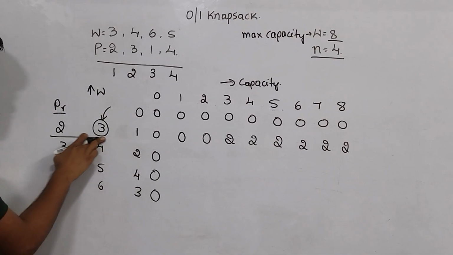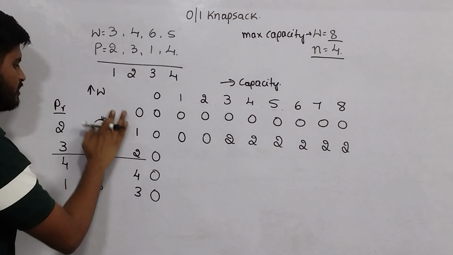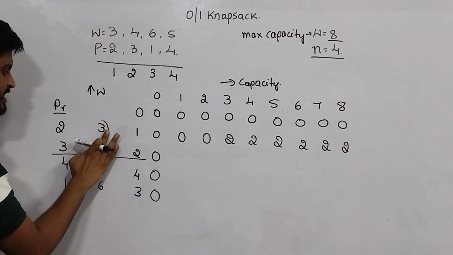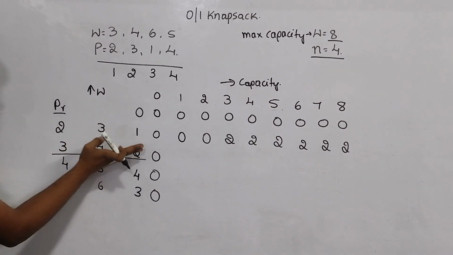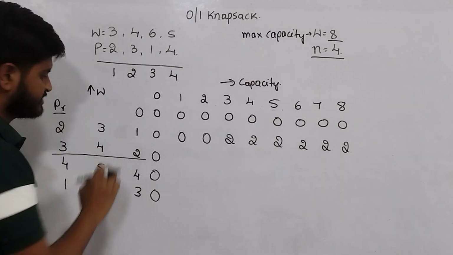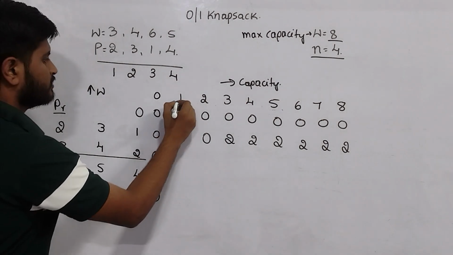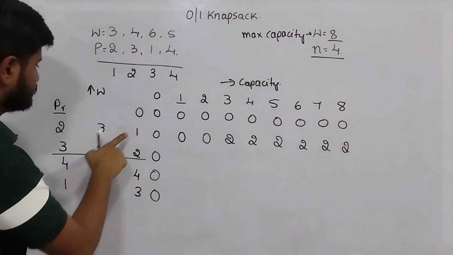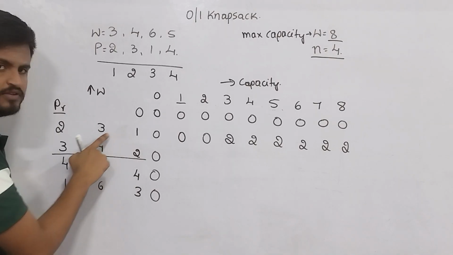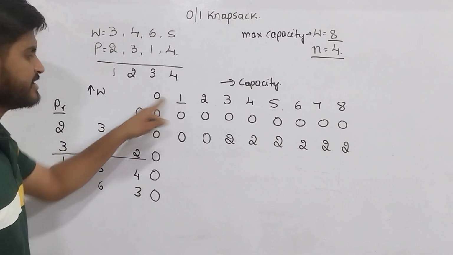Now let's move to the second object. While considering the second object, you must also consider the objects above it. Above it we have the first object, so we will be considering these two objects. Now capacity 1. The weights of both of these objects are 3 and 4, which are greater than the capacity.